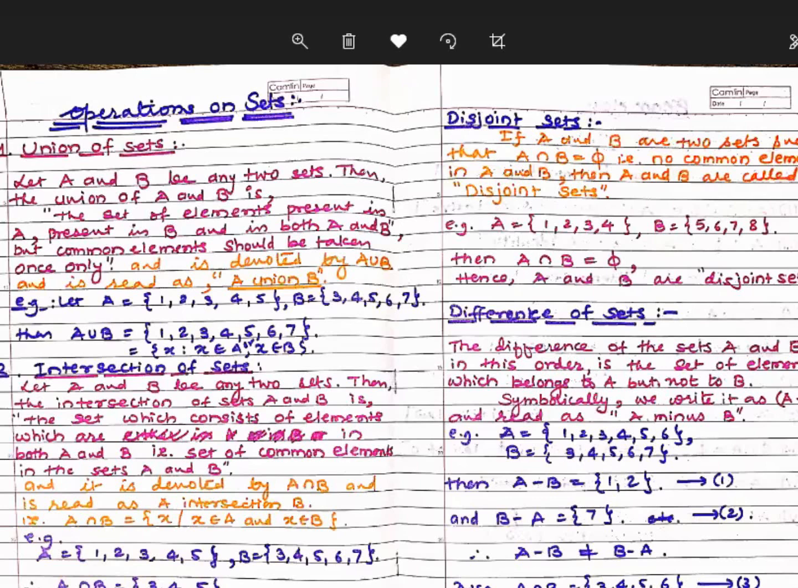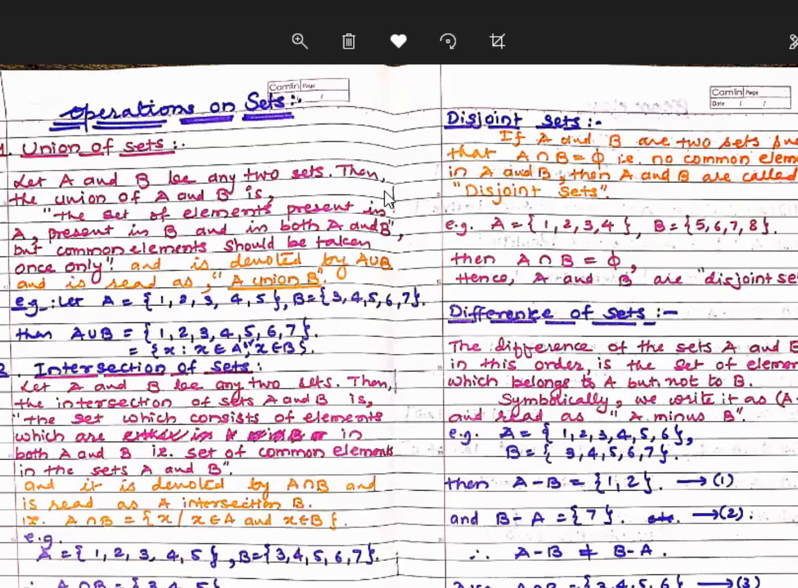The first one is the union of two sets. So what is the union of two sets? Suppose two sets are given, say A and B. Then the union of the sets A and B is defined as the set of elements which are present either in A or in B or in both the sets A and B. But the common element should be taken only once.